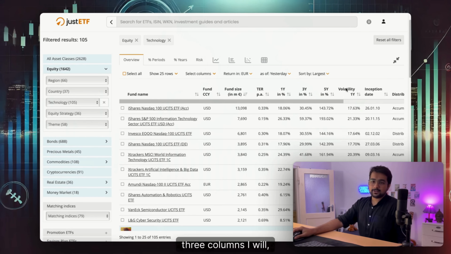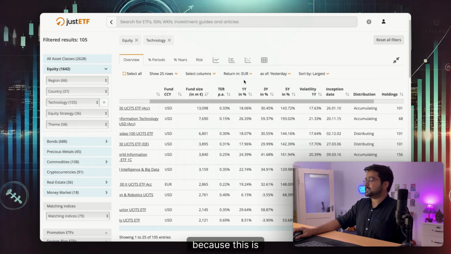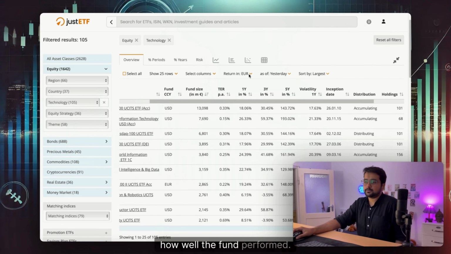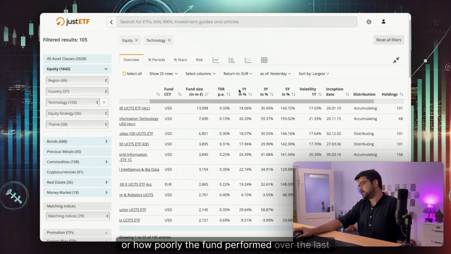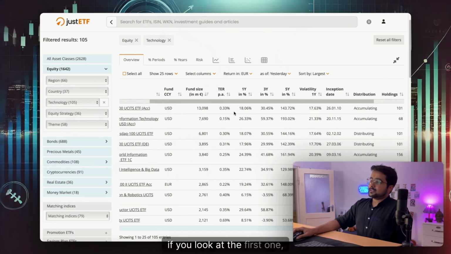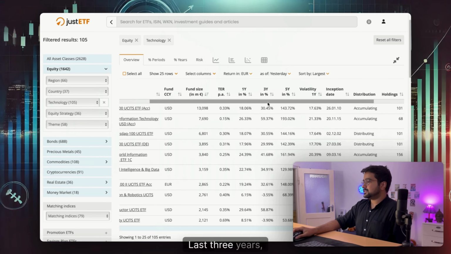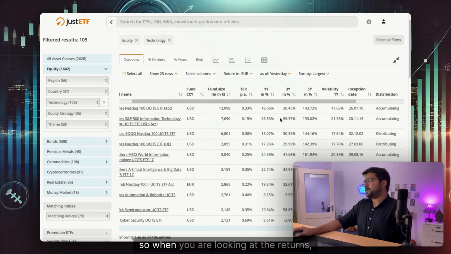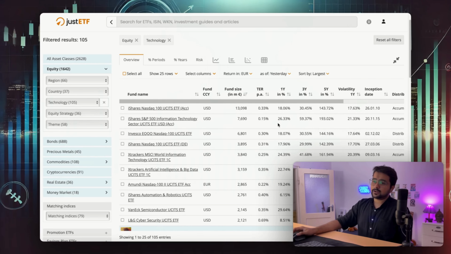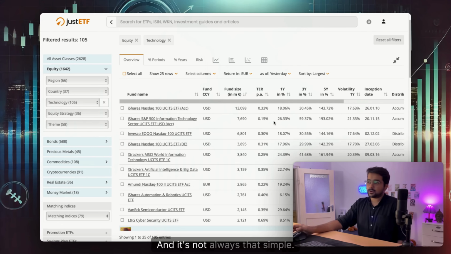Next, 3 columns I will discuss together, because this is basically how well or how poorly the fund performed over the last year, the last 3 years, and the last 5 years. If we look at the first one, in the last 1 year, it gave 18% return. Last 3 years, 30%. Last 5 years, this is great, 143% in 5 years. The next one is even better, like 193.02%. So when you are looking at the returns, you also have to see what kind of companies they are investing in, and it's not always that simple.